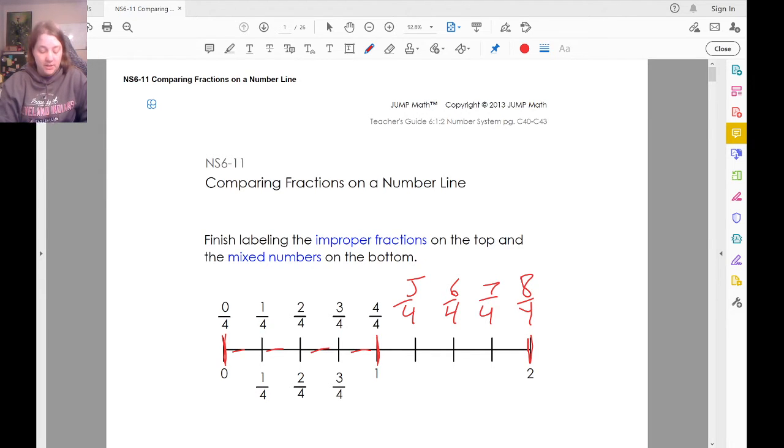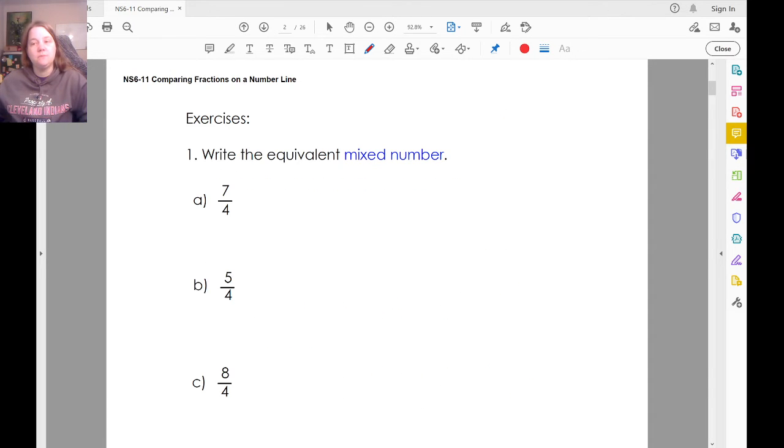Then let's go ahead and look down below. 0, this is 1 fourth, 2 fourths, 3 fourths. That follows the same pattern as above. But when we get to 4 out of 4, when we start using the mixed numbers on the bottom, 4 fourths is the same thing as 1. So we're going to put a 1 there. Then this is 1 whole because there's 1 whole line there and an extra fourth. We can see that extra fourth. 1 and a fourth is the same thing as saying 5 fourths. 6 fourths, 1 and 2 fourths, 1 and 3 fourths, and then 8 fourths is the same thing as 2.